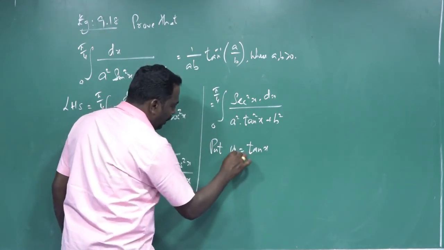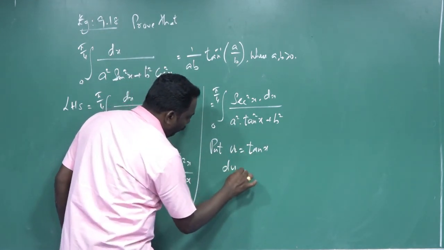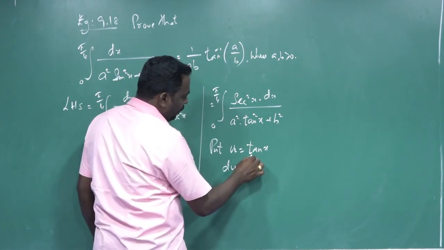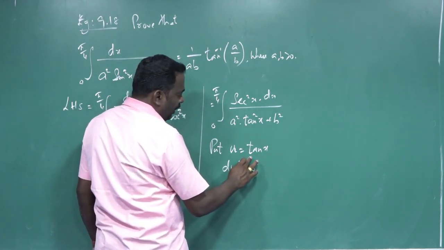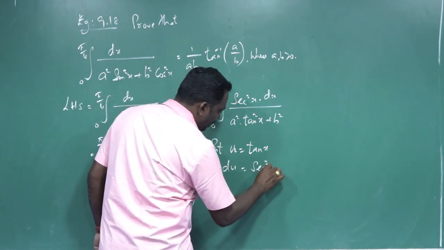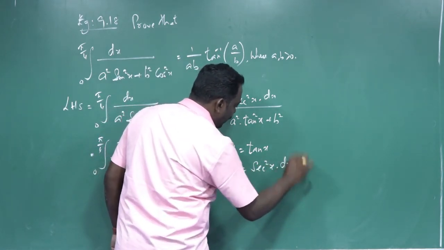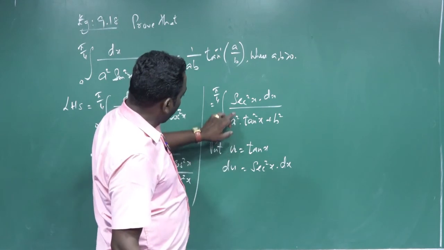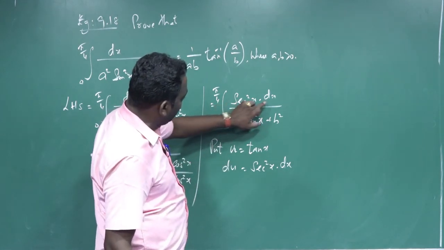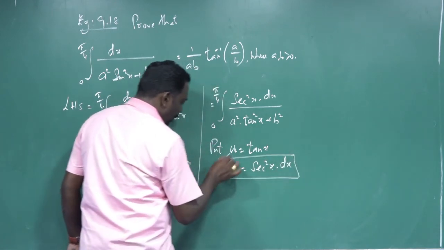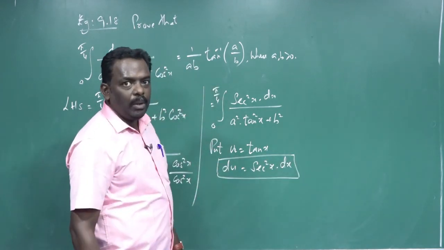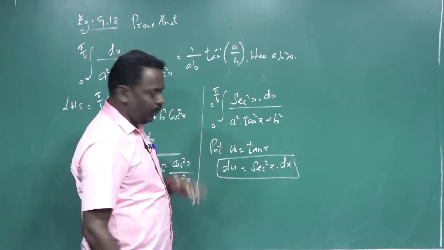Differentiate on both sides with respect to x. tan x equal to u, so differentiation of tan x is sec squared x dx, which equals du. Now, instead of the numerator sec squared x dx, we have to replace it with du. Therefore, we need to find out the range from x to u.